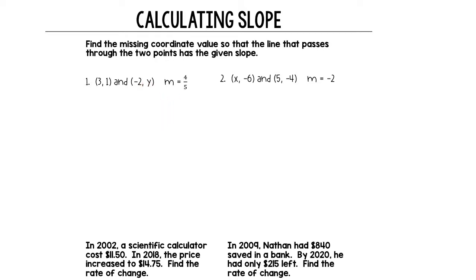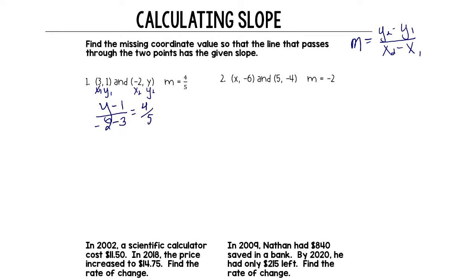Just to remind you, the equation to find slope, m is always slope, y2 minus y1 over x2 minus x1. So let's go ahead and label our points. We've got x1, y1, x2, y2, and slope. So we know that we're going to have y, which is y2, minus 1 divided by x2 minus x1, and that will equal 4 over 5.